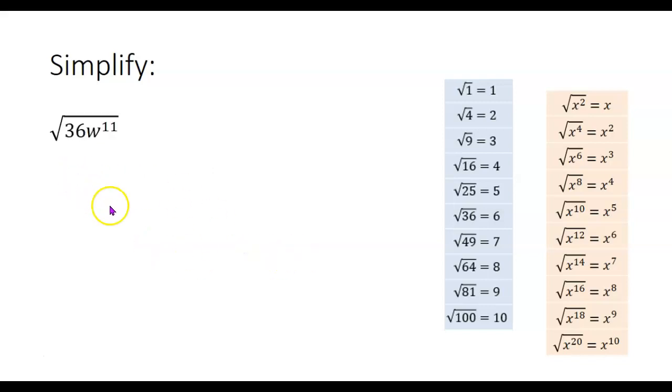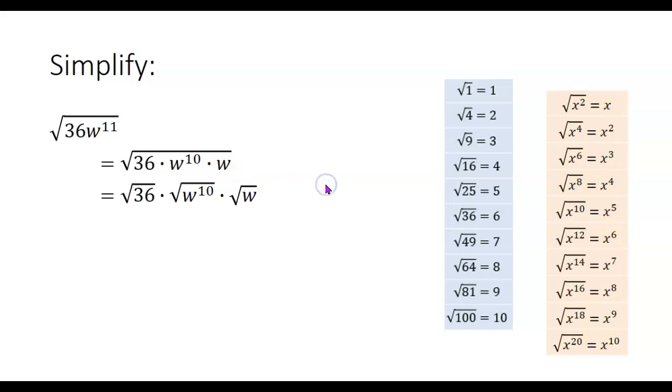Another example, the square root of 36w to the 11th power. Okay, 36 is already a perfect square. We don't have to break that up. W to the 11th power is not a perfect square, but the biggest perfect square we can factor out is w to the 10th. So we can break that up into w to the 10th times w.